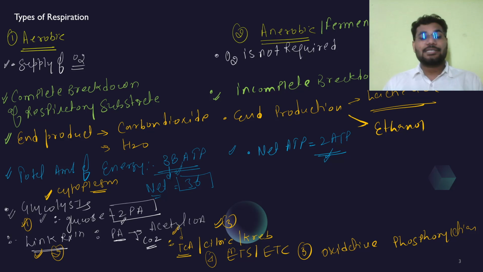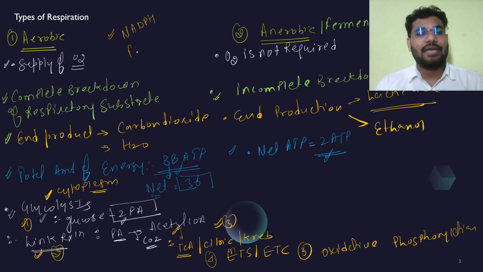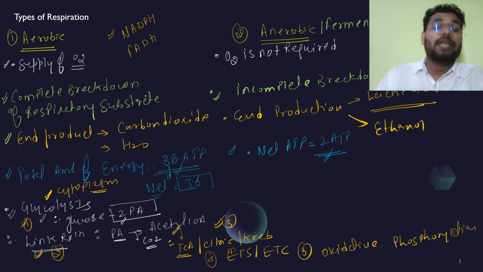This pyruvic acid that is formed now transforms into acetyl coenzyme A. This acetyl coenzyme A is accepted by oxaloacetic acid within the mitochondria. Now one more cycle takes place in the mitochondria, that is the TCA cycle. In glycolysis, the link reaction and the TCA cycle, there is a production of NADH, sorry, not NADPH2, and there is a production of FADH2 basically. These NADH and FADH2 are worth ATP.